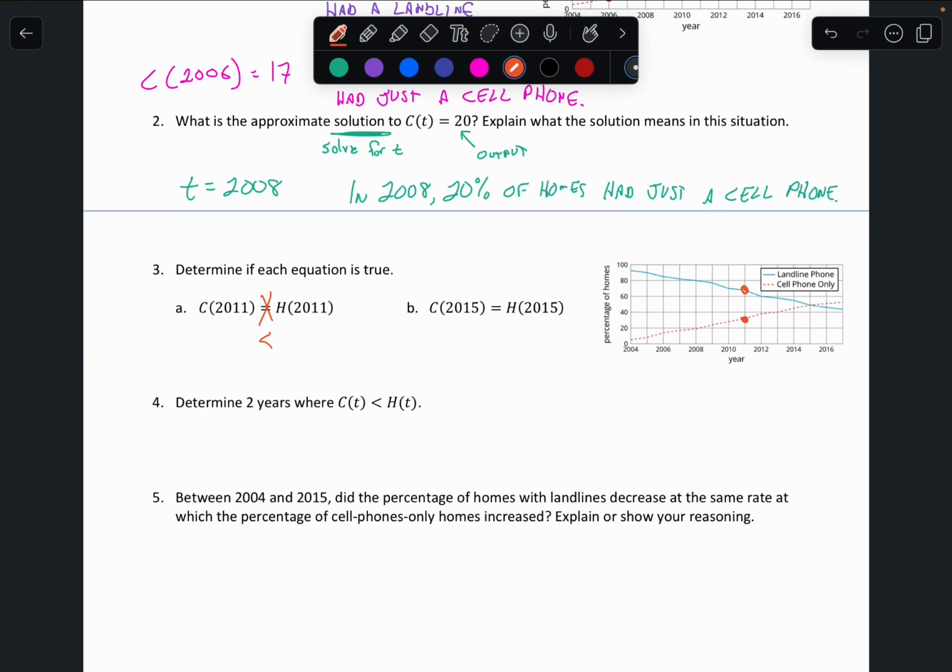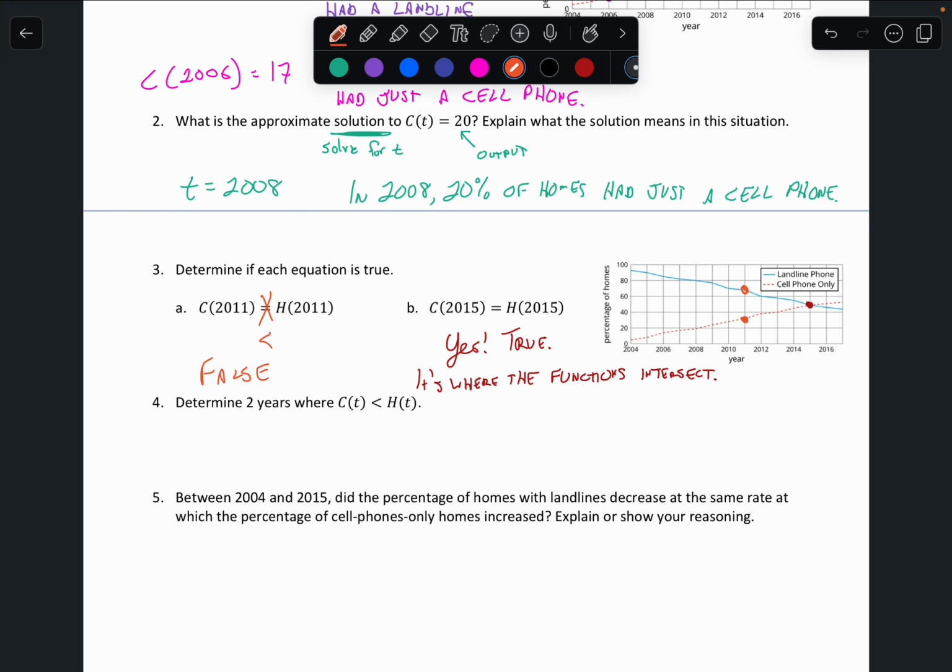Okay, now what about in 2015? Were the two percentages equal? Well, let's look over here in 2015 right here. Do you see that that's where they intersect? Yes, true. It's where the functions intersect. Okay, so that one is true. This first one, we didn't write it there, but we can put that that's false there.